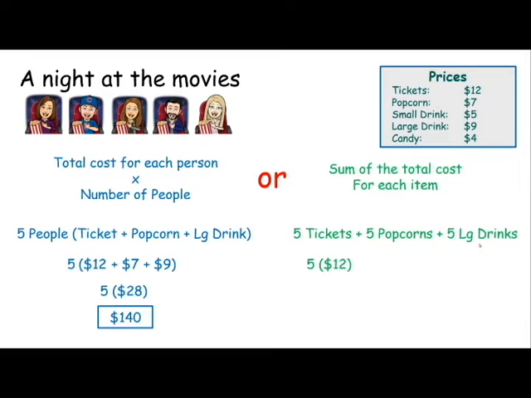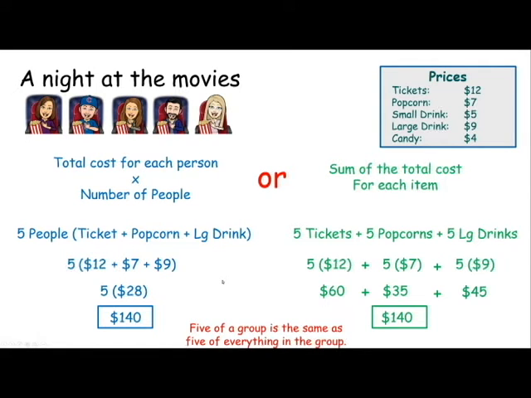Well, if each ticket is $12, I'm going to have to pay 5 12s. And 5 popcorns, if each popcorn is $7, I'm going to have to pay for 5 7s. And each drink is $9, there it is right there, which means I'm going to have to pay 5 9s. Or I'm going to pay $60 in tickets, $35 in popcorn, and $45 in drinks for a grand total of $140. Notice, regardless of which way I think about the problem, the amount that I pay stays the same. It's just a matter of how I organize my thoughts.